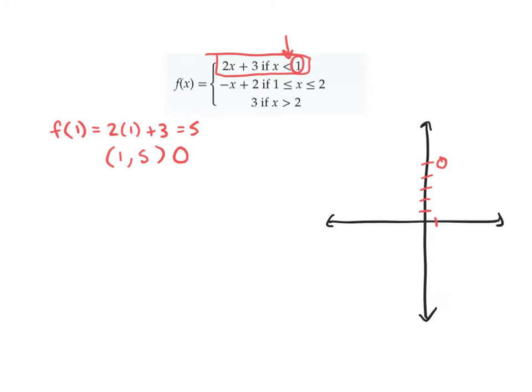Now what else can we plug in? 0. We can plug in any number less than 1. So we can plug in 0. So we have 2 times 0 plus 3, which is what? 3. So what's our point? 0, 3. So we stay on 0, go up 3, and we're going to put a line through these 2 points. So we always start at the first point and then go through the second point.